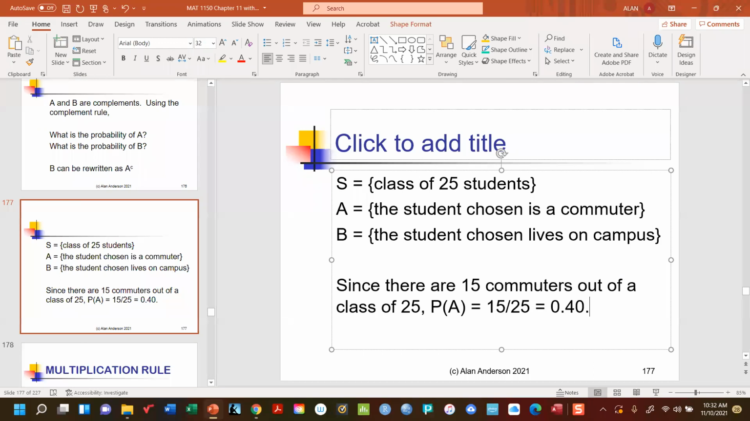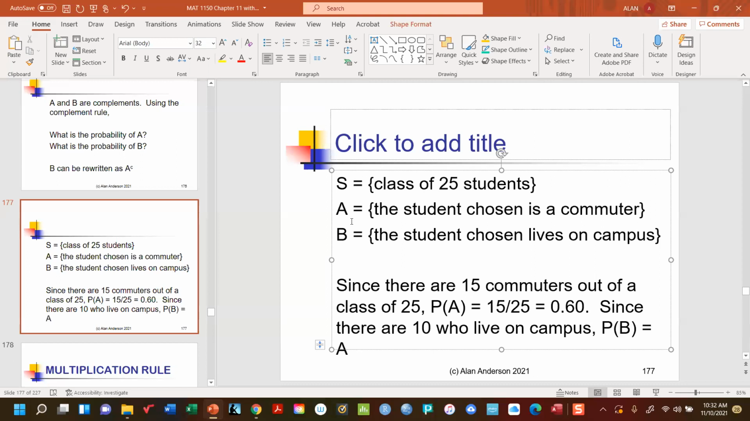No, wait, it's not. Hold on, sorry. 15 out of 25 is 0.60. By the way, we're implicitly assuming that everybody in the class is equally likely to be chosen. So if I randomly pick a student from this group, the probability I've chosen a commuter is 15 out of 25, or 0.60. Since there are 10 who live on campus, the probability of B, which is the same as the probability of A complement, is 10 out of 25, or 0.40.